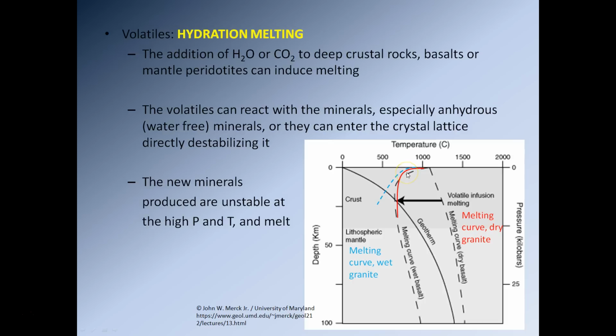The final type of melting is hydration melting. That's essentially the process of adding water. By adding water or carbon dioxide to very deep crustal rocks, basalts or mantle peridotites, you can induce melting. So why do they actually induce melting? Well, the volatiles can react with the minerals in the rock, especially anhydrous or water-free minerals, or they can actually enter the crystal lattice. So okay, let's start with the latter of those.